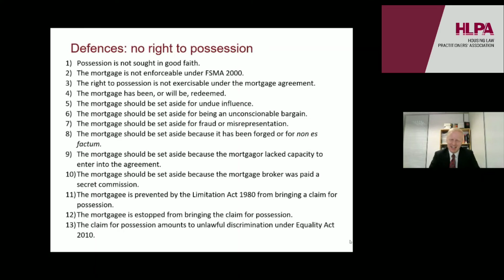Limitation Act, again, it is possible, but almost unheard of. You may have a mortgagee that is estopped from bringing the claim for possession, and that's going to be very much on the case's own facts. It's likely to be where a mortgagee has promised to forbear on bringing a claim for possession, but it's worth knowing. But they're so fact specific and also pretty unlikely to arise.